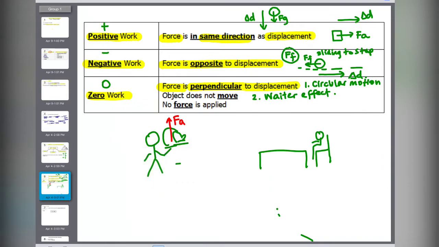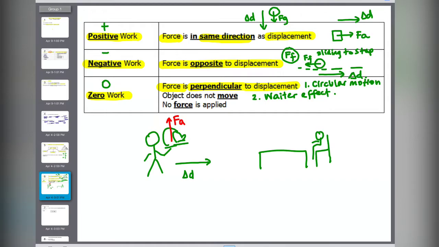But the guy is walking this way. Do you see that you're walking this way? So this is an example of zero work done because the FA is 90 degrees to the displacement. The chicken's moving to the right, but the force holding up the chicken is up, right?